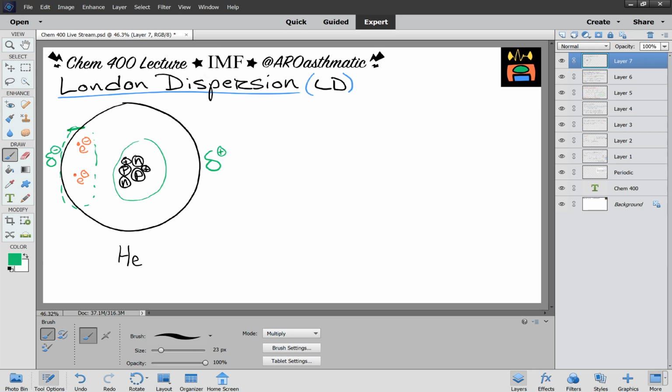All right. This weird squiggly symbol is a lowercase delta. It's the Greek letter that makes the D sound. It's a lowercase delta, and it's used to indicate partial charge. Not a full-blown charge, but a partial charge. All right. Now, for this instant, there is a partial negative on the left side of our helium atom and a partial positive on the right side of the helium atom.